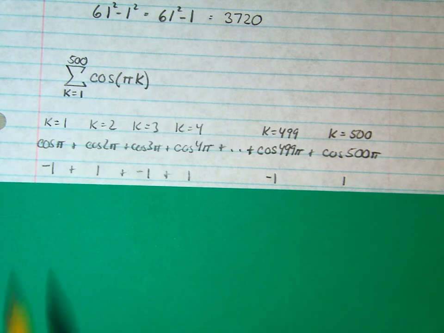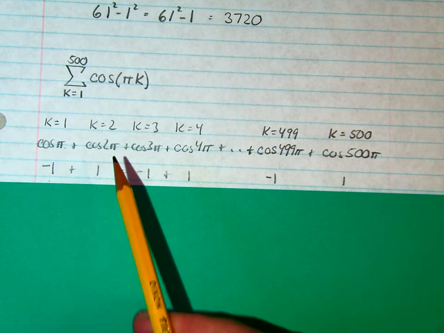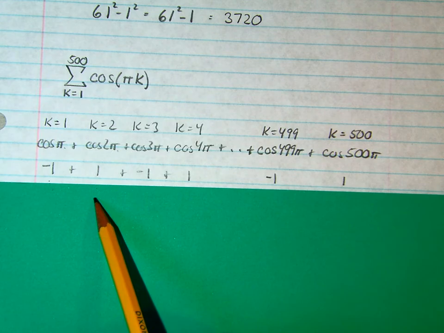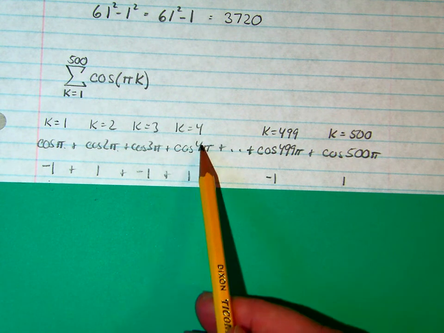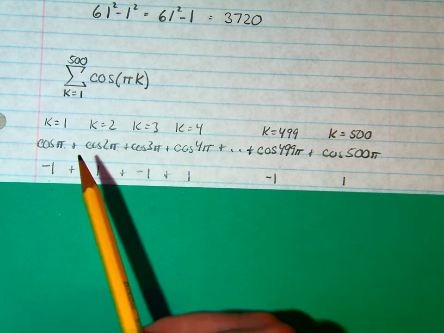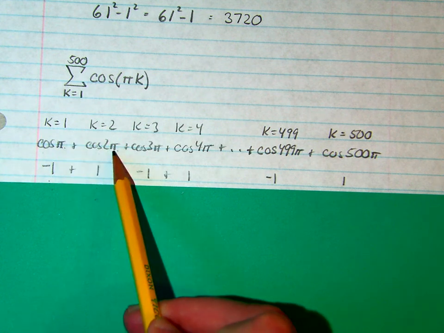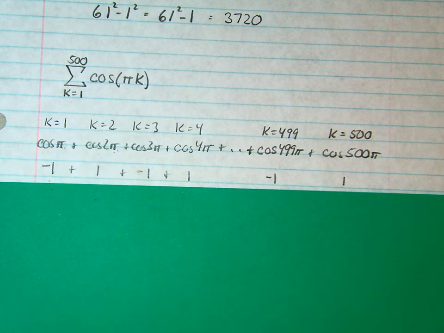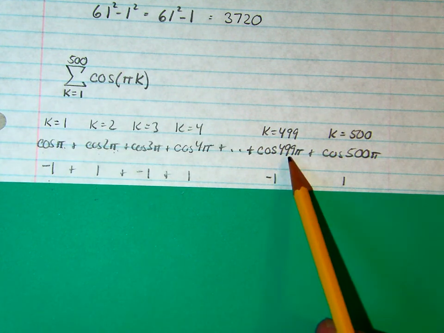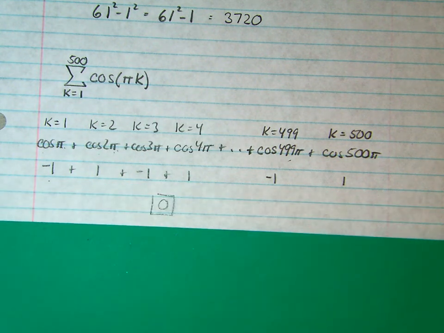Well, cosine of pi is negative 1, cosine of 2 pi is positive 1, cosine of 3 pi is negative 1, cosine of 4 pi is 1. These are going to keep alternating back and forth. The cosine of any odd multiple of pi is always negative 1. Cosine of any even multiple of pi is always positive 1. Then at the very end, we have the odd, the even. So we get a net result here of 0. That entire summation is equal to 0.